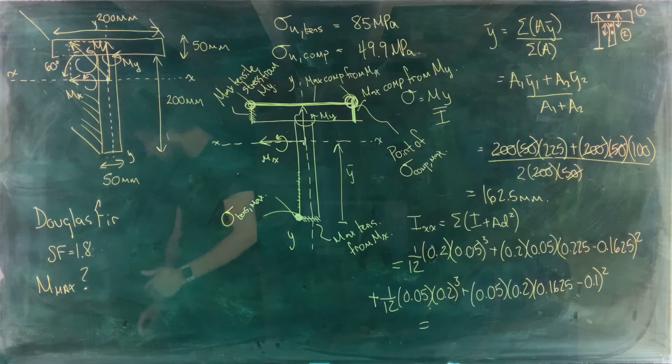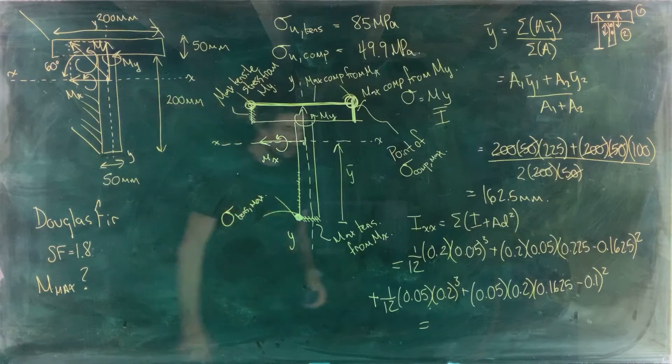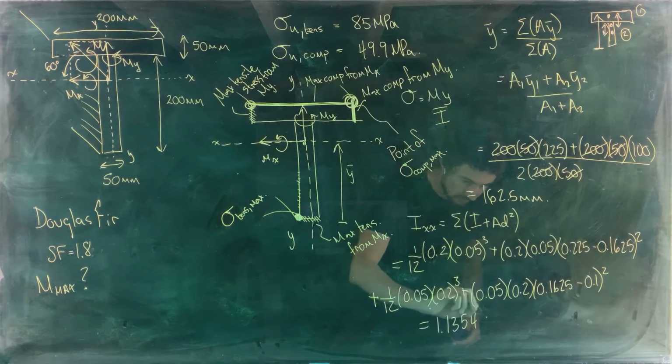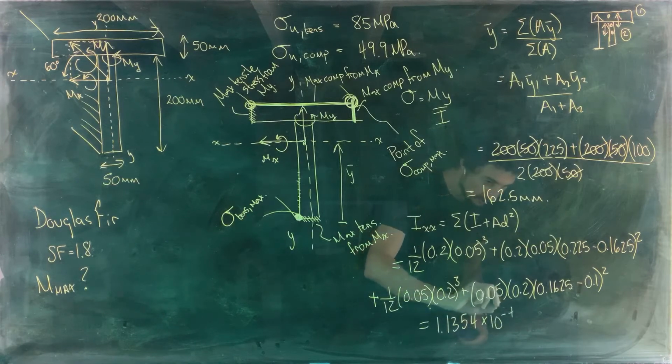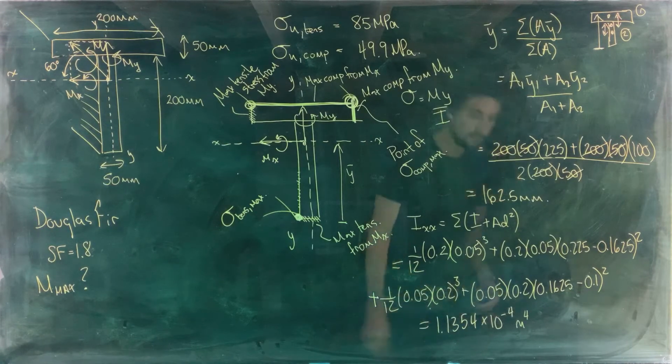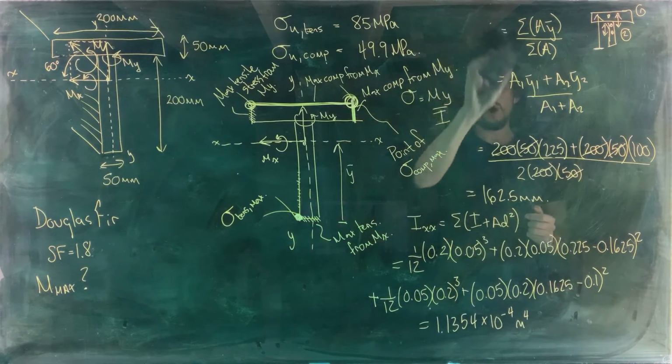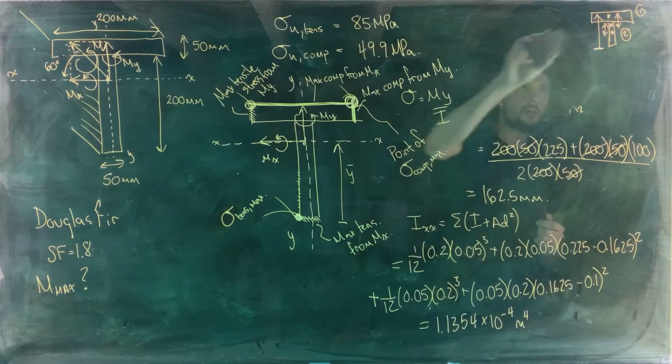What does that give us? IXX is 1.1354 times 10 to the minus 4 meters to the 4th power. Great. All right, now let's do IYY.